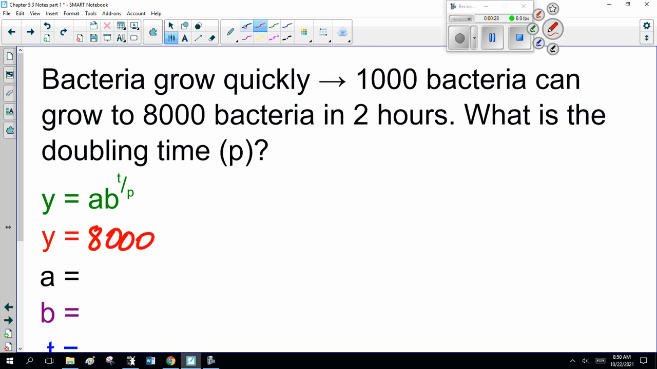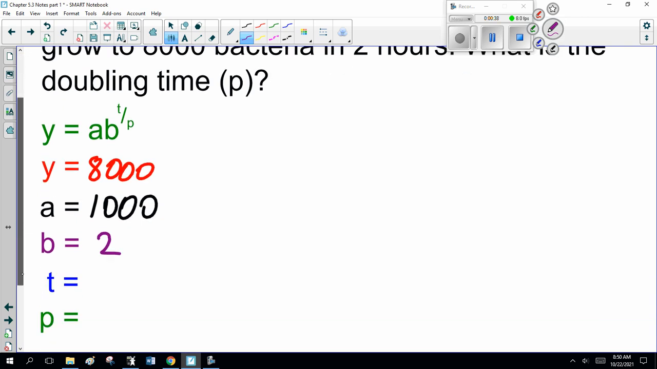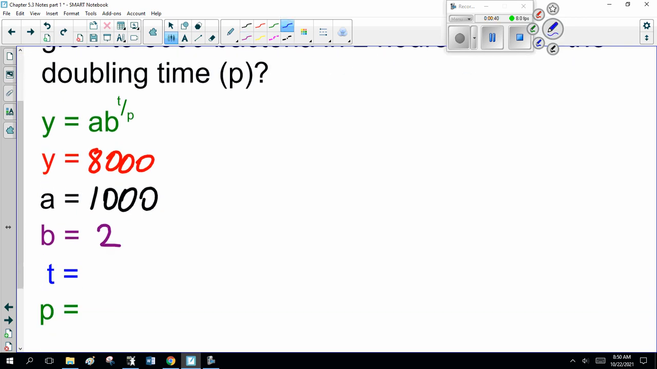8,000. We start with 1,000 bacteria. Now our base, double, so I'm telling you the base is 2. And the time is 2 hours, and we're solving for p. So y equals a b to the t divided by p. I want to put my base in brackets because some of you guys are multiplying it.